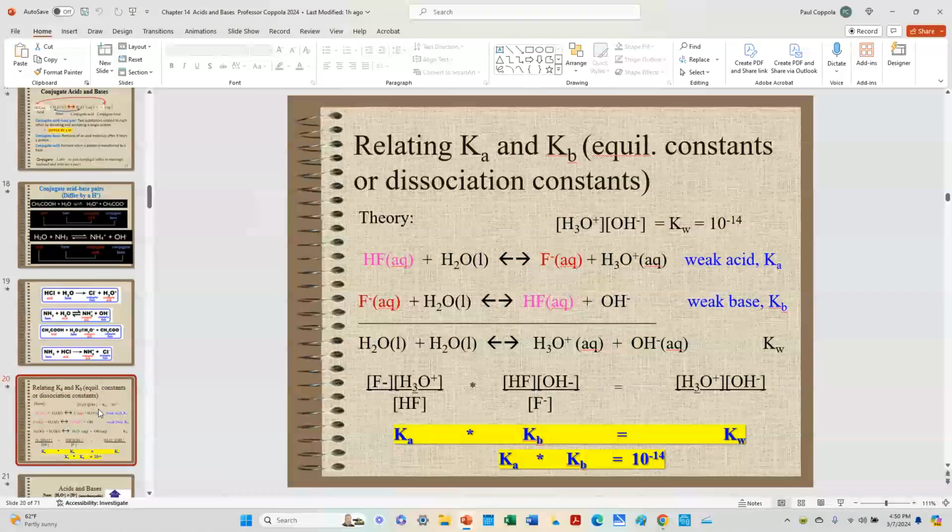Slide 20. So I derived this. You don't need to know the derivation, but you do need to know that Ka times Kb equals 10 to the minus 14. So if you were given a problem where you needed to find a Ka, but you were given Kb, you put in the Kb value and then solve this equation for the Ka. So Ka times Kb is equal to 10 to the minus 14.